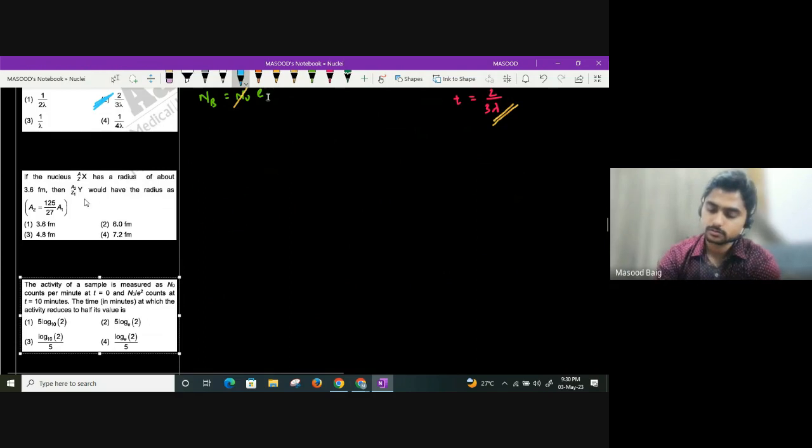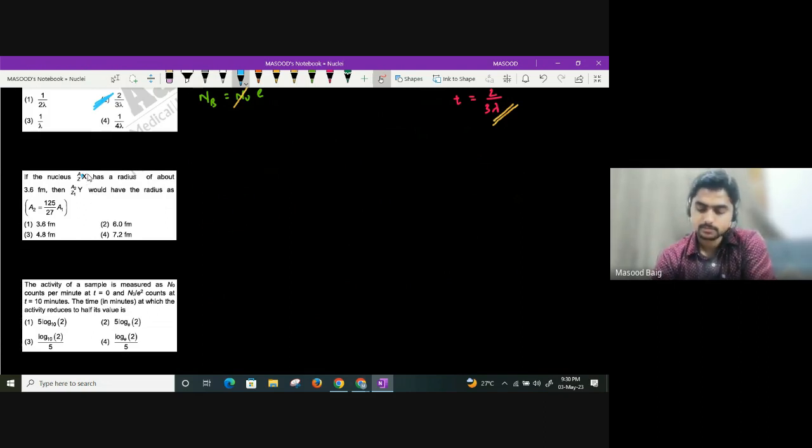Yes or no? Again, very important concept. Radius of nucleus, guys. Radius of X is 3.6, it seems. What would be the radius of Y? This you take it as A1, guys, here. So what will be radius? Radius is proportional to A power 1 by 3. So R2 divided by R1, I can write it as A2 divided by A1 whole power 1 by 3.